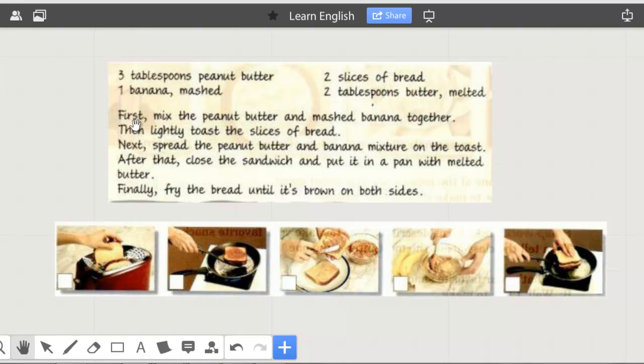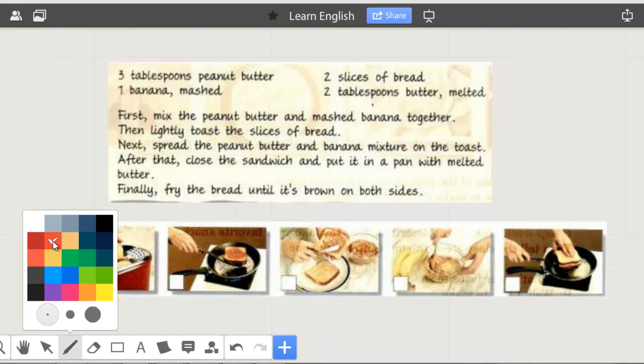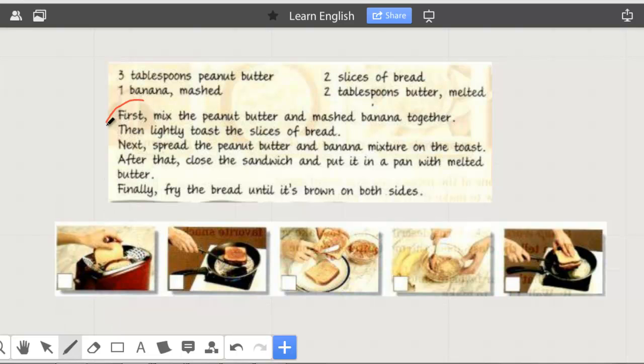And the last thing that I would like for you to do is to think about your favorite food recipe. And I want you to write down all the ingredients that you're going to need. So for example, we have, in this case, 3 tablespoons peanut butter, 1 banana mash, 2 slices of bread, 2 tablespoons butter, and we want that to be melted. And then you use those sequence adverbs in order to explain your idea. So for example, we use first, we use then, we use next, we use after that, and we use finally. So I would like for you to do something similar, but explaining your favorite food recipe.